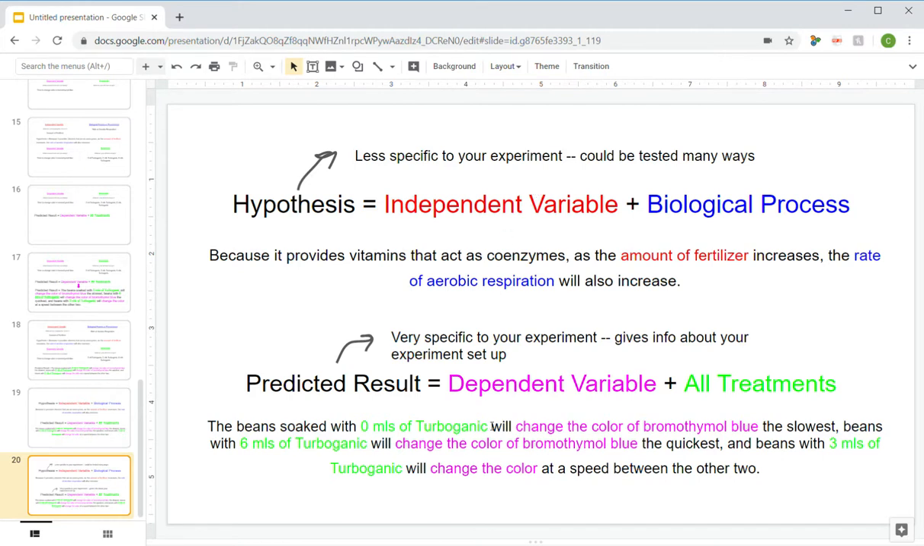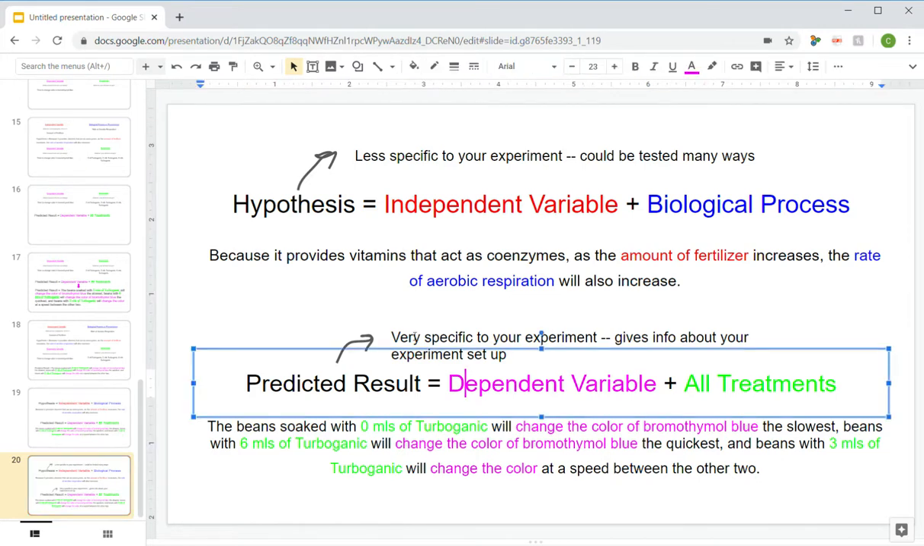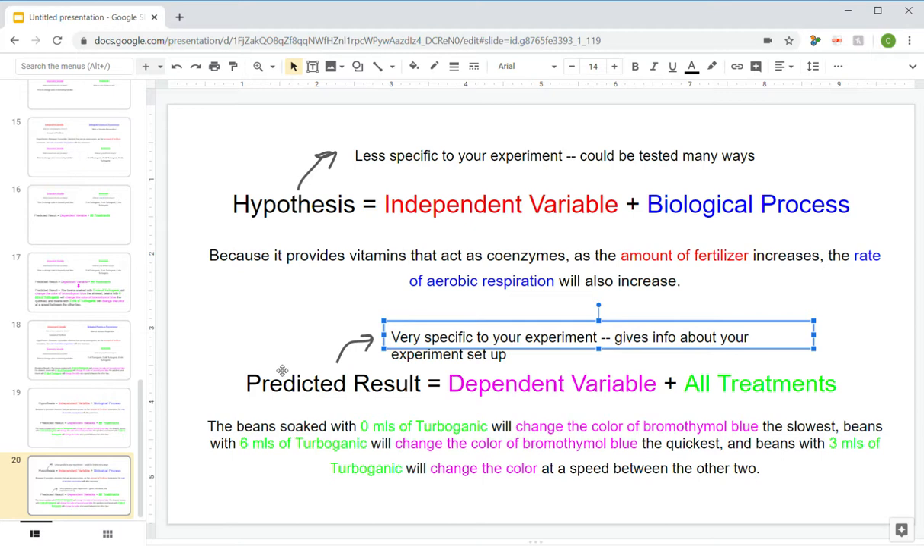However, when you get to your predicted results, it should be very specific to your experiment, and we should be able to understand your experimental setup or start to have ideas about your experimental setup from your predicted result, okay? Because again, we've told the exact amounts of fertilizer that we're going to be using. We've ranked who's going to be fastest, slowest, in the middle, and then we've specified exactly which fertilizer we're going to be using. Because again, if I just said fertilizer, what does that mean? Does it mean compost, Miracle-Gro? But now from this statement, we know, okay, she's using one called Turboganic.